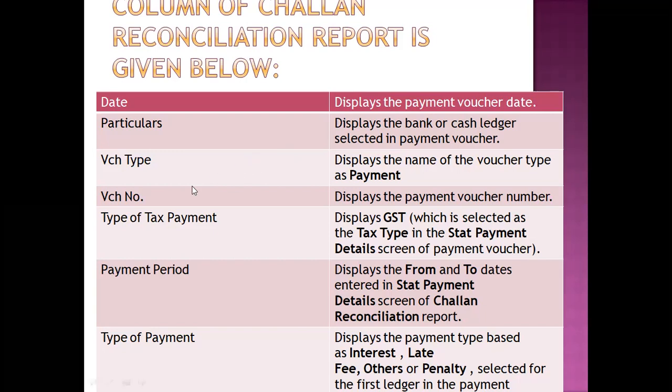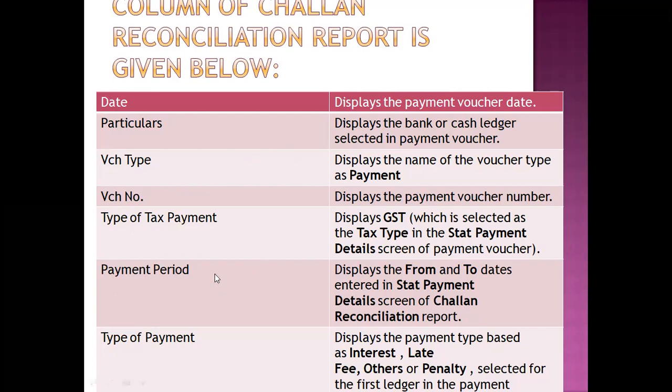Now the next heading is voucher number. It displays the payment voucher number. The next column is type of tax payment. It displays the GST tax type, whether it's CGST, IGST, SGST or UTGST.